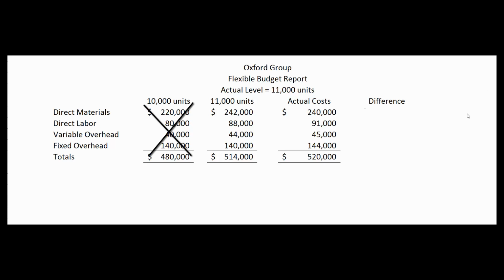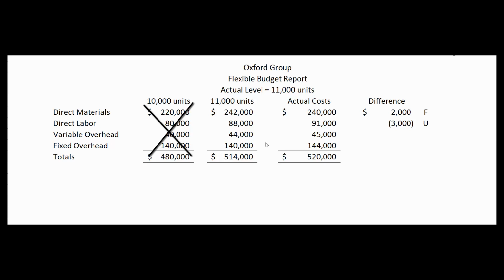So now I can go back to my boss and say, look, boss, the flexible budget would have had us spending $242,000 on materials. I only spent $240,000. So that's a $2,000 favorable variance. I spent less than I would have spent under the budget. The revised budget, the flexible budget for labor was $88,000. We spent $91,000. So that's a $3,000 unfavorable variance.